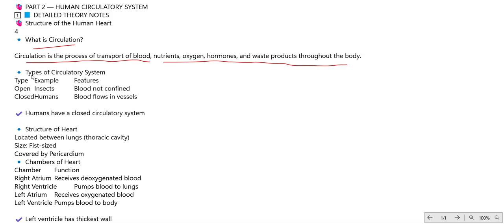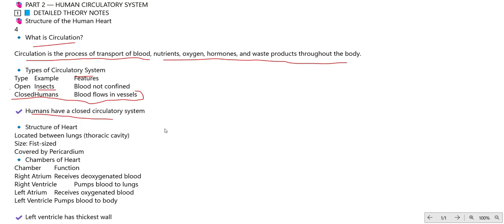And there are two types of the circulatory system, that is your open one and the closed one. Open one is found in the insects, where blood is not confined in the vessels, and the second one is your closed one, which is present in the humans, and blood flows in the vessel, it is confined. Humans have closed circulatory system.